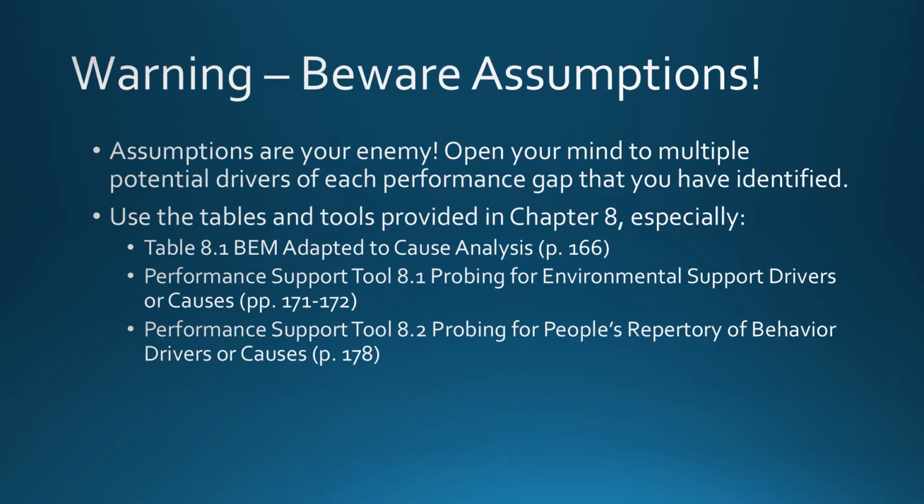For each gap, open your mind to the very likely concept that there are multiple drivers from several categories that are causing each gap. In order to ultimately select the correct interventions to solve your organization's problems, you must consider all potential causes at this stage of your practice project. As recommended previously in this lecture, use the tables and performance support tools in Chapter 8 to help focus your thoughts in the cause analysis stage. Performance Tools 8.1 and 8.2 are especially helpful, especially for those who are new to HPT projects.